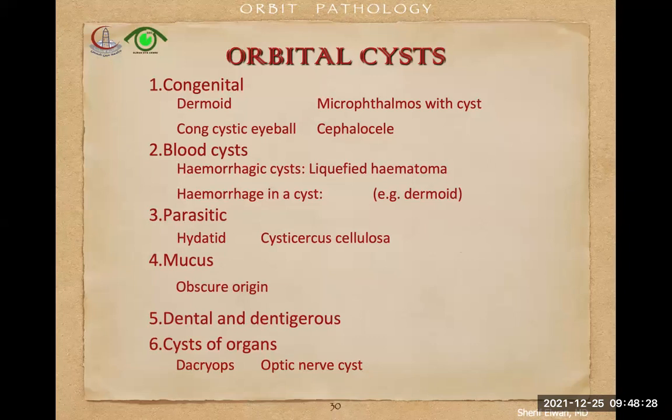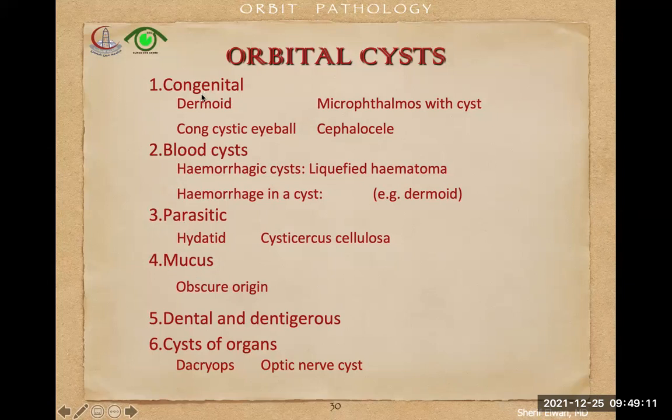Now we're finished with inflammations and we shift to the second part of the lecture, which is orbital cysts. Cysts in the orbit might be of these 6 categories. The first is congenital, second is blood cysts, third is parasitic, fourth mucus, fifth dental and indigenous, and sixth is cysts of organs. I remind you here that mucus without O, M-U-C-U-S, is a noun, while M-U-C-O-U-S is an adjective. So mucus is the noun.